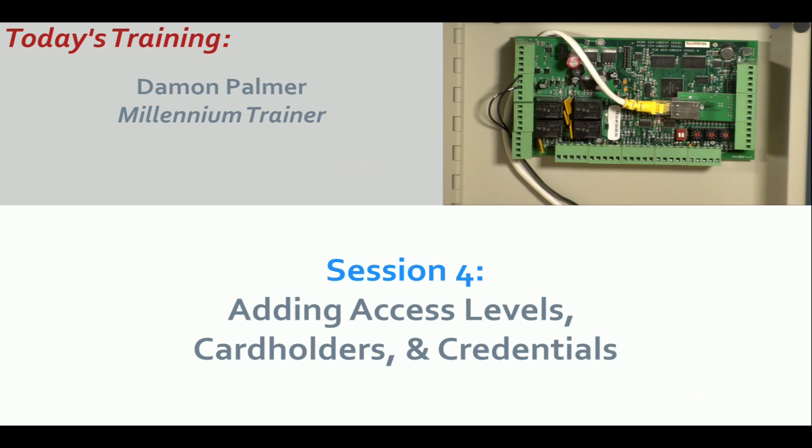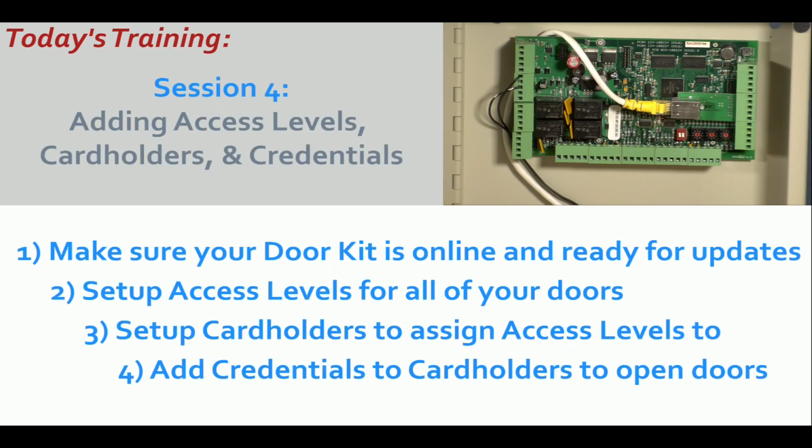So how do we add access levels, card holders, and credentials to Millennium Ultra? Well, there's 4 easy steps. Step 1, make sure your door kit is online and ready for updates. Step 2, set up access levels for all of your doors. Step 3, set up card holders to assign access levels to. And Step 4, add credentials to card holders to open those doors.